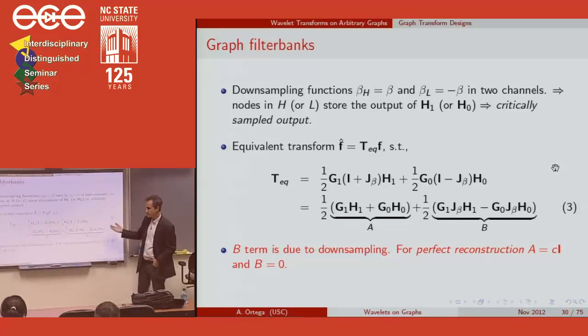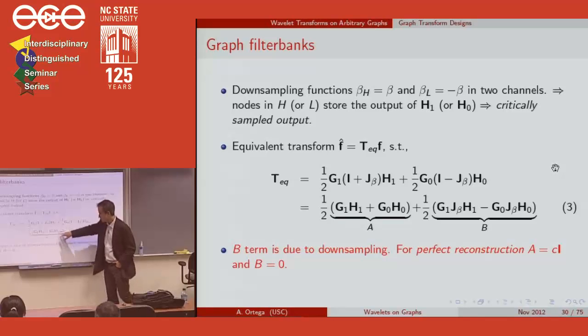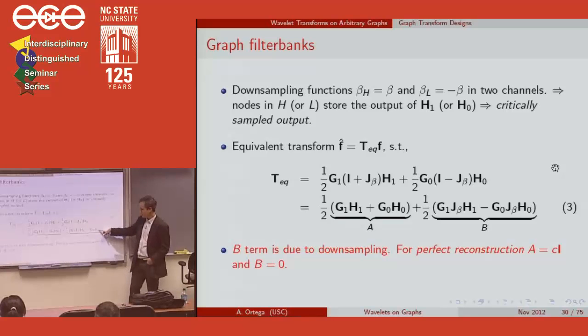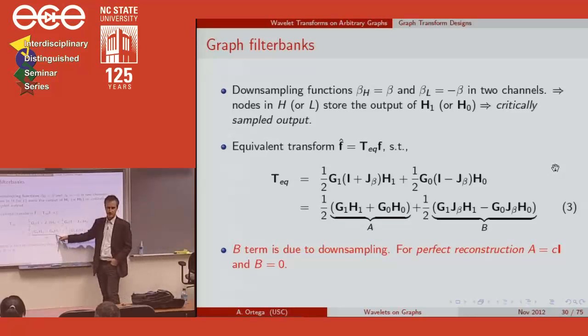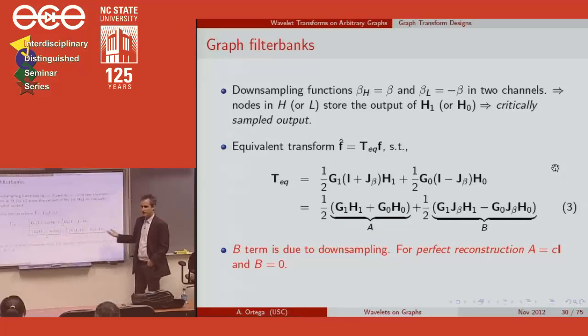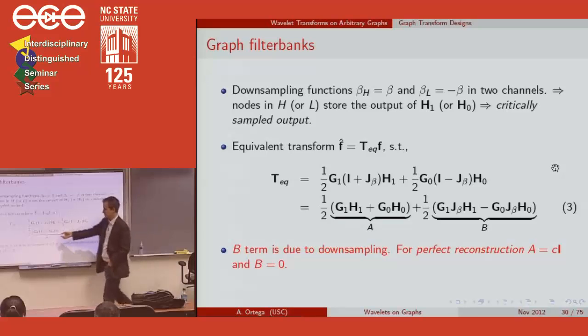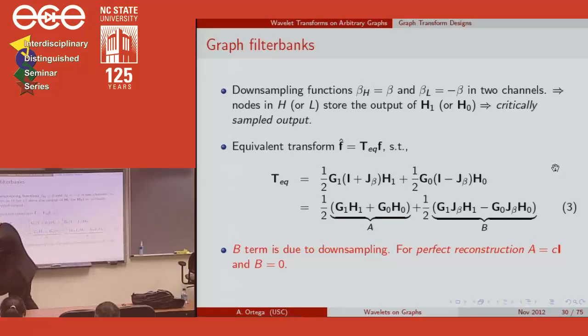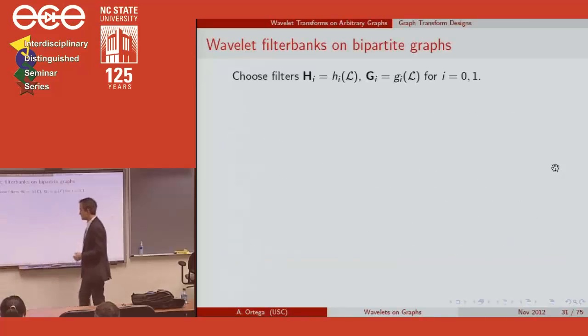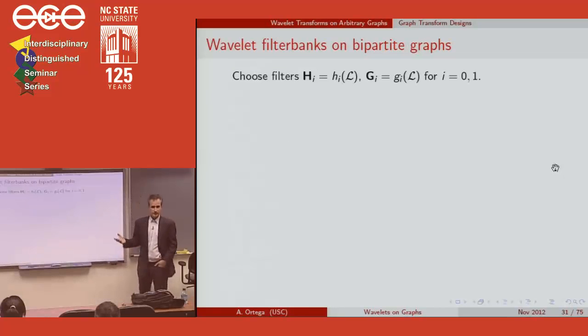And as you would do in a two-channel filter bank design for regular signals, you can group this into two terms, one where the frequencies have been scrambled by this j beta operation, and one where they have not. For perfect reconstruction, to recover f, you would want this term to be 0, and you would want this term to be identity. So we're going to see how we can do that. Basically the solution we have is a solution for the bipartite graph case, and then I'll describe how we extend this to general graphs.